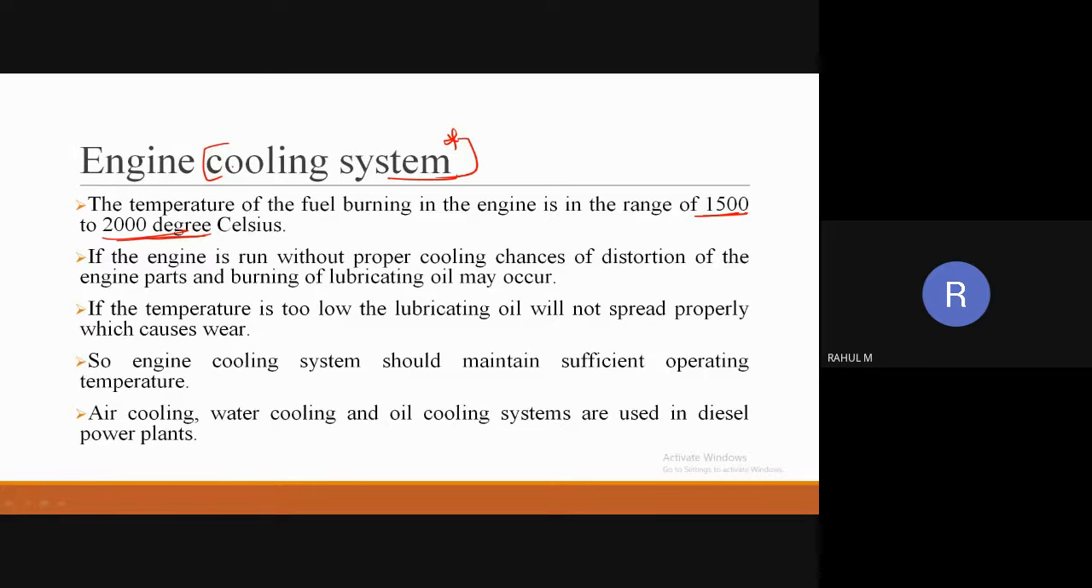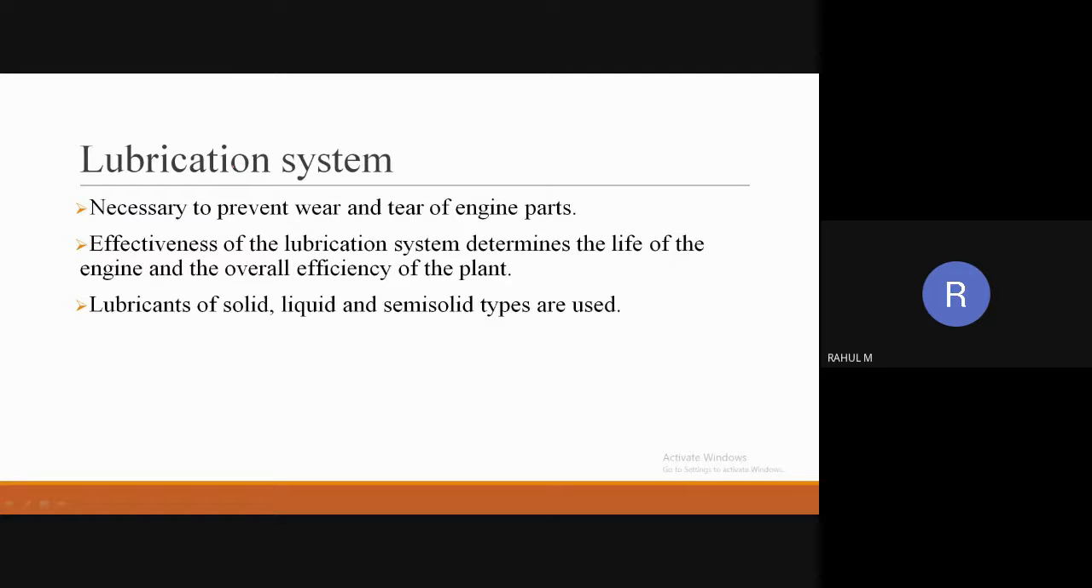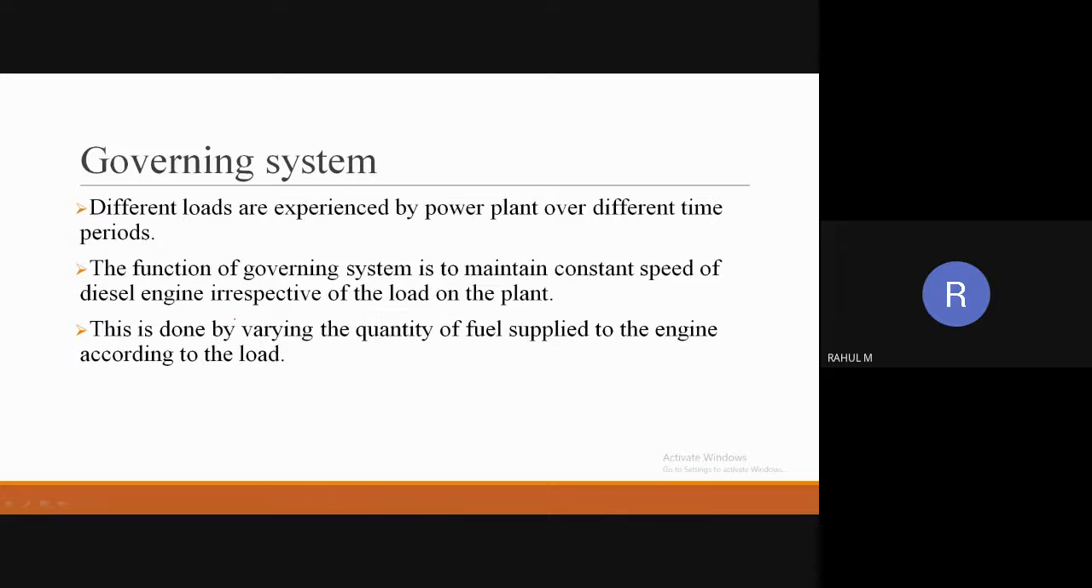And again you have the lubrication system, as I said, basic. Lubricants, solid, liquid and semi-solid types, are used for the purpose. Note this down: solid, liquid and even semi-solid types of lubricants are used. And finally you have the governing system.